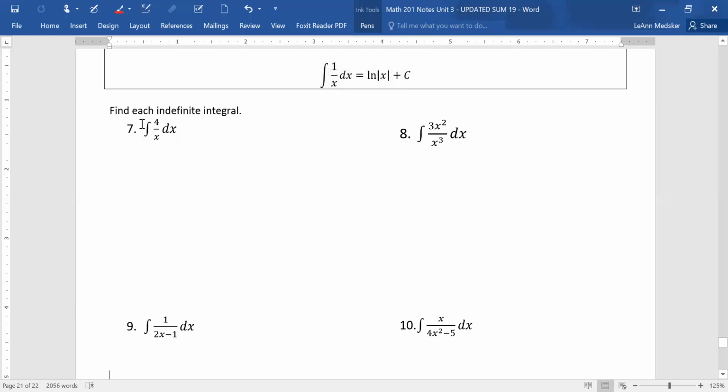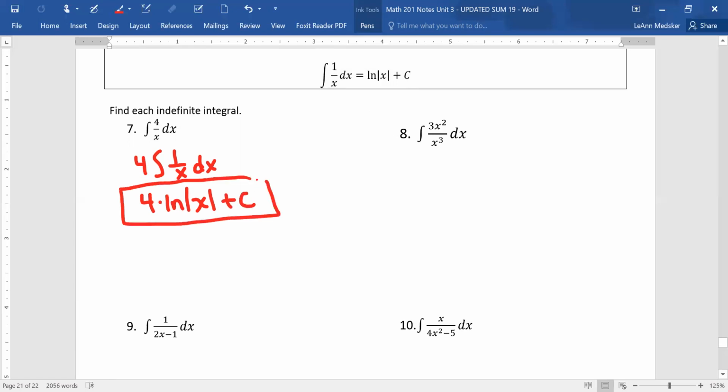And then plus c. So for our first one here, we're going to do the odds again on this part. I would probably pull the 4 out to the front, and then this is 1 over x dx. So that fits our pattern. So this would be 4 times natural log of absolute value of x plus c. So very simple, just applying the rule.